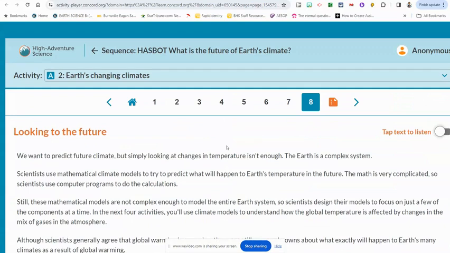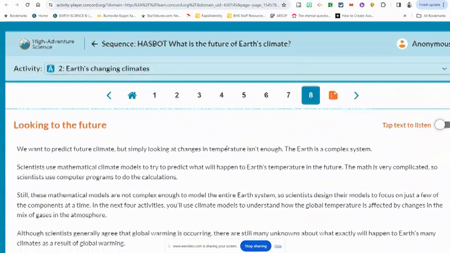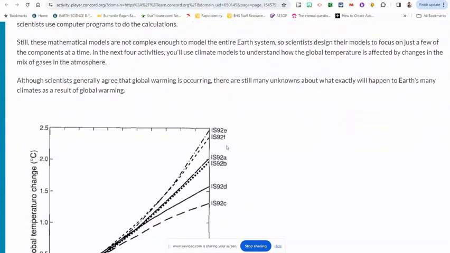Last page, looking to the future. We want to predict future climate, but simply looking at changes in temperature isn't enough. The Earth is a complex system. Scientists use mathematical climate models to try to predict what will happen to Earth's temperature in the future. The math is very complicated, so we use computer programs to do the calculations. Still, these mathematical models are not complex enough to model the entire Earth system, so scientists design their models to focus on just a few of the components at a time.